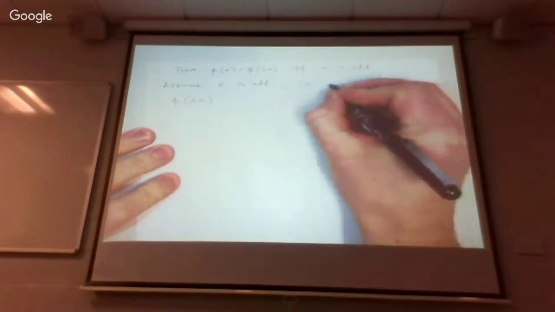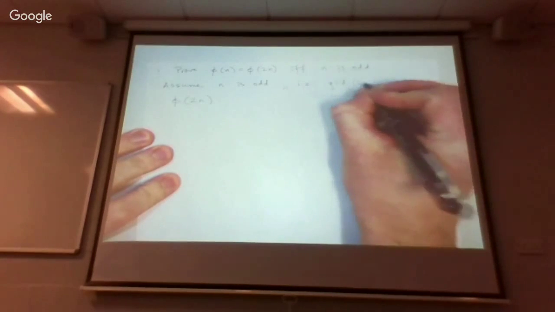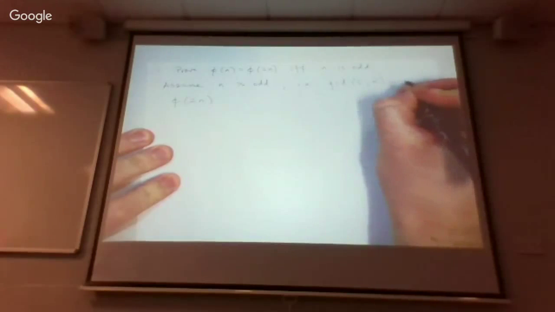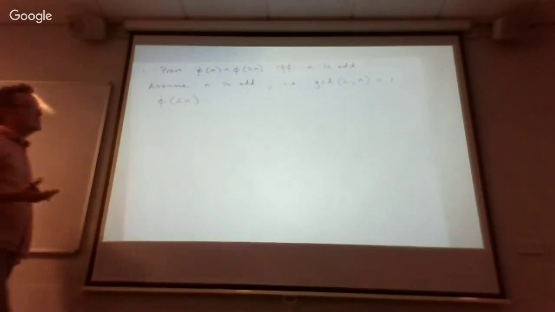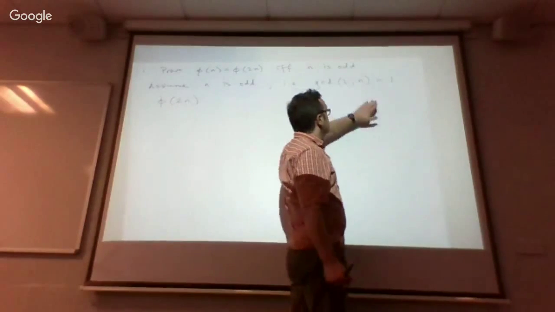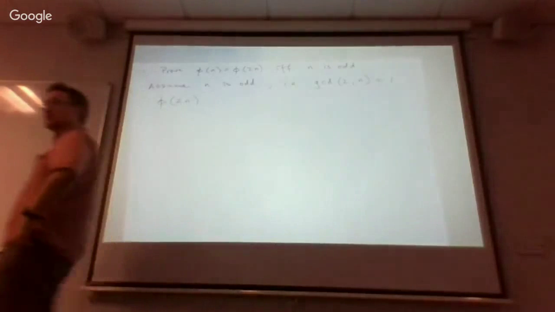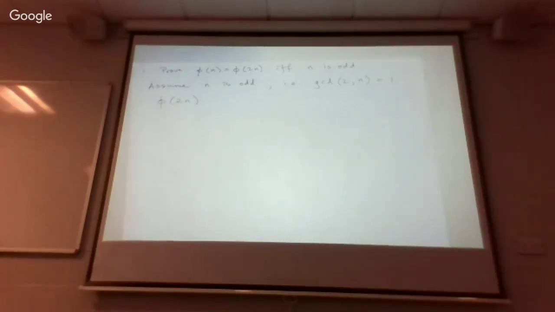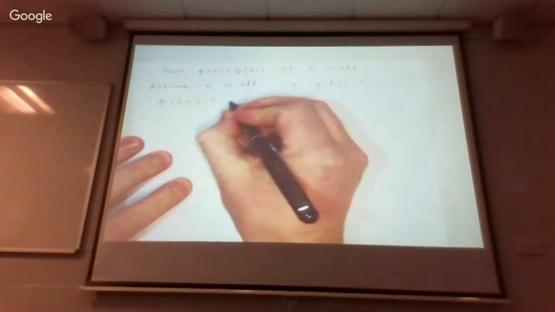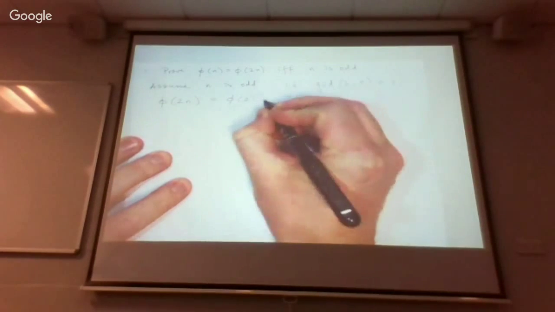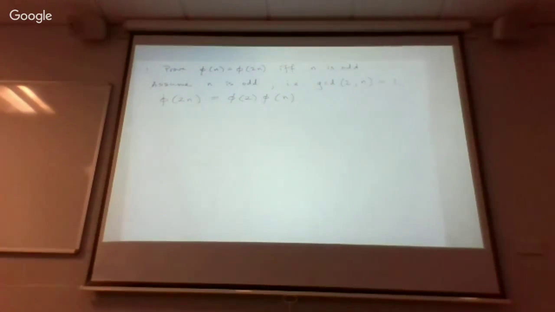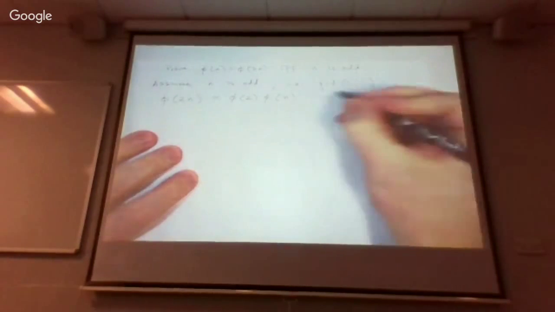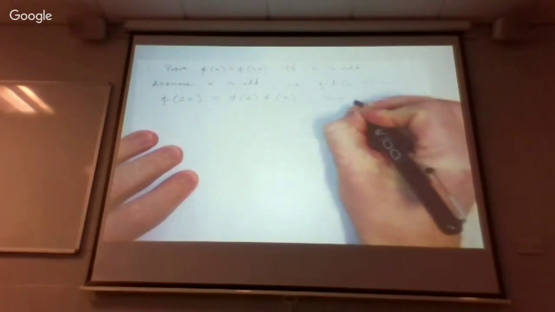So one way of saying that n is odd is to say that 2 and n are co-prime. Because the only factors of 2 are 1 and 2, and if n is odd, it doesn't have a factor 2, so the only common divisor they have is 1, so the greatest common divisor is 1. But then we can use the multiplicative nature of phi to factorize the value phi of 2n as phi of 2 multiplied by phi of n. So that's justified since phi is multiplicative.